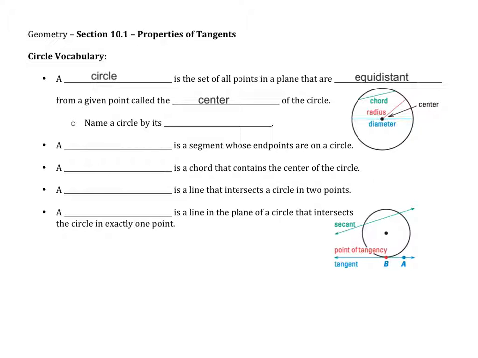You name a circle by its center. So if we're looking at the diagram on the right, if we called that point for the center A, we would call the circle, circle A.